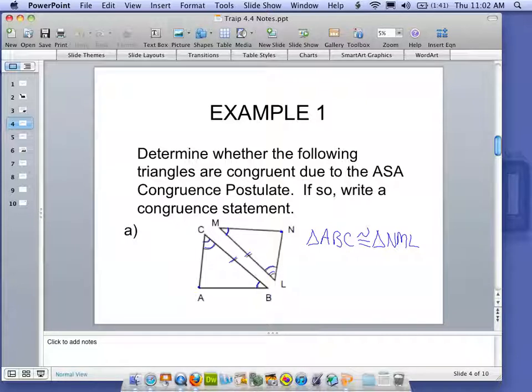Now, you need to remember that if I call the first one ABC, my second one has to be NML, but you could go ACB, and if in fact you start a different way, it's okay as long as, if I said ACB, you would say NLM. So just be careful and be consistent with the markings.